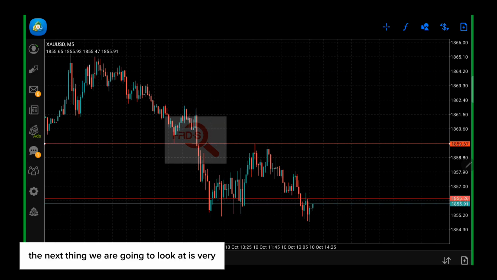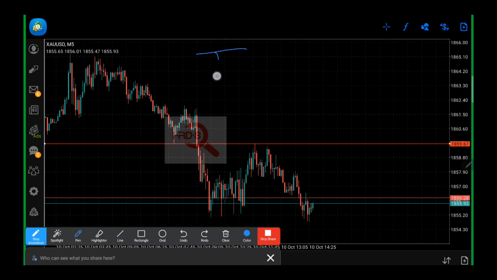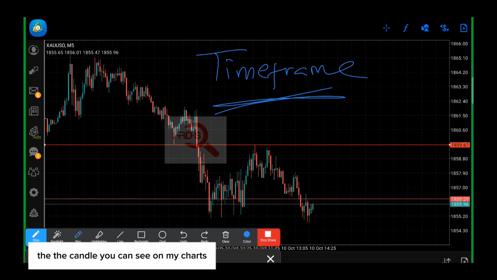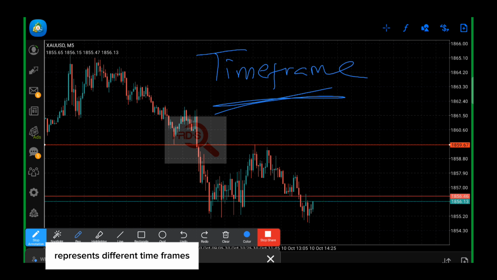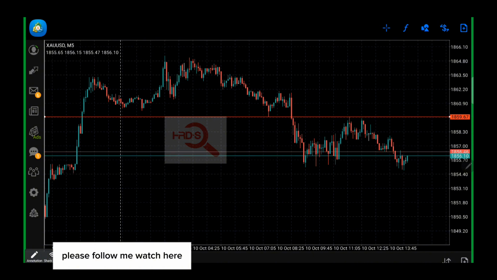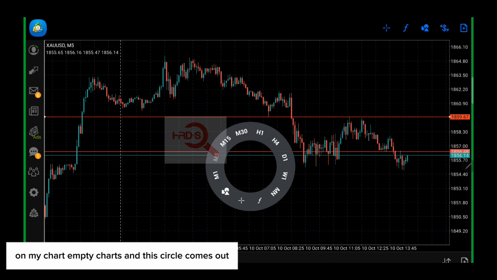The next thing we are going to look at is very, very important. It is called time frame. Time frame. This is one of the most important tools in the financial market. You need to understand this. The candle you can see on my chart represents different time frames. Let me explain. Please follow me. Watch here. I click again on my empty chart, and this circle comes out. You can see 15 minutes, 5 minutes. Currently, I'm in 5 minutes.